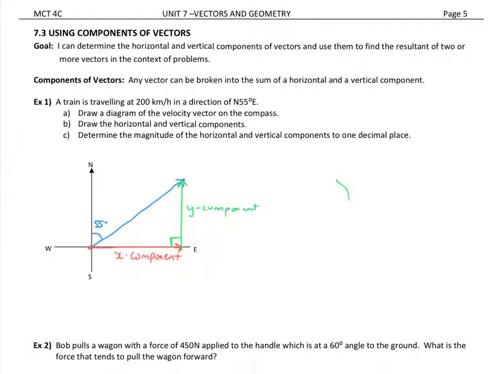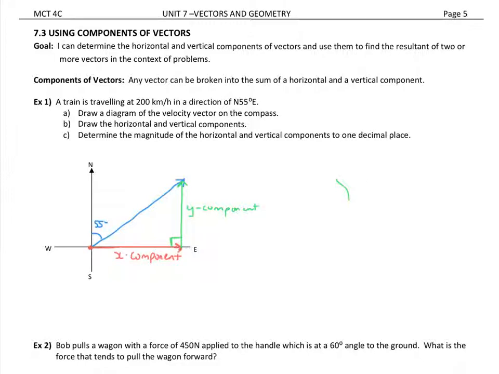Now, thankfully, we've already done our unit on trigonometry, so we can just go ahead. I can't seem to get rid of that little green squiggle I drew on there by accident. We're going to go ahead and actually calculate these horizontal and vertical components.